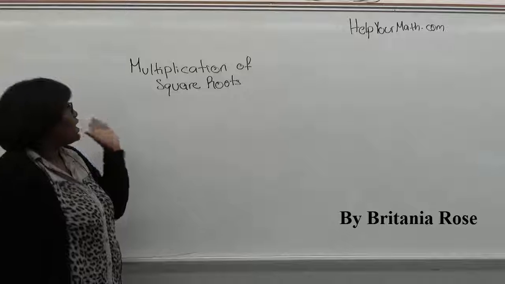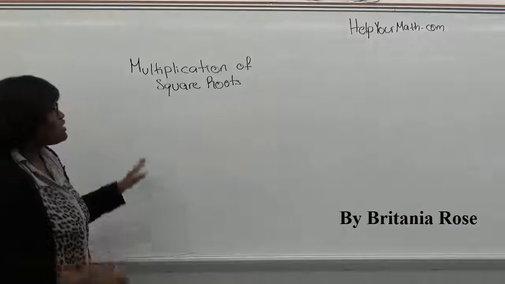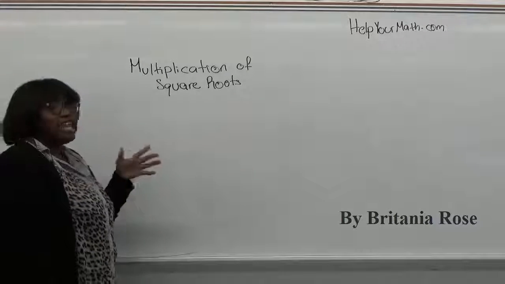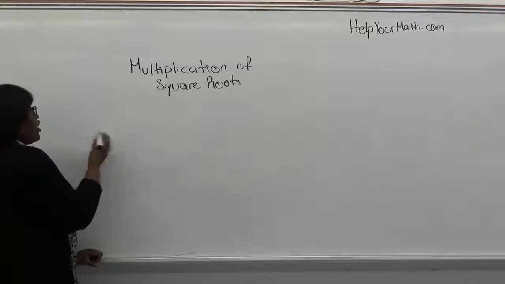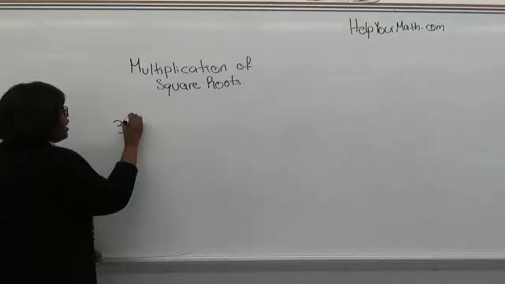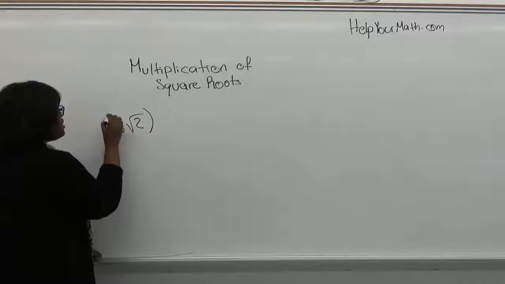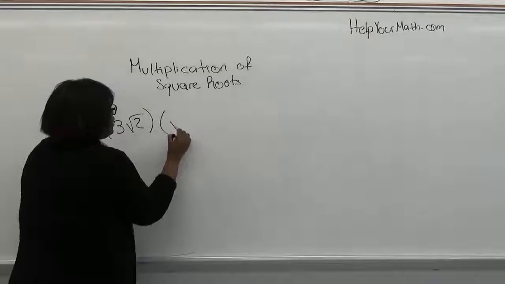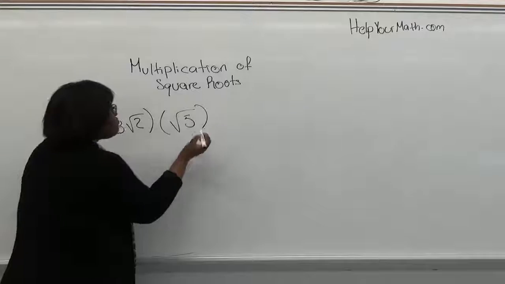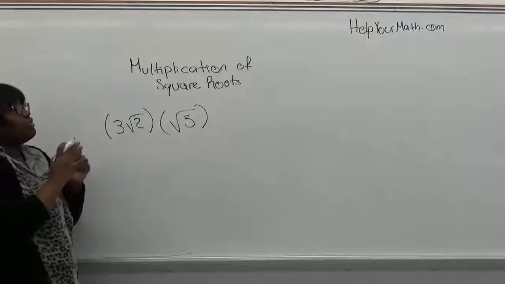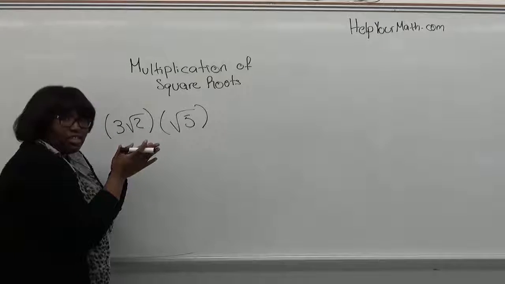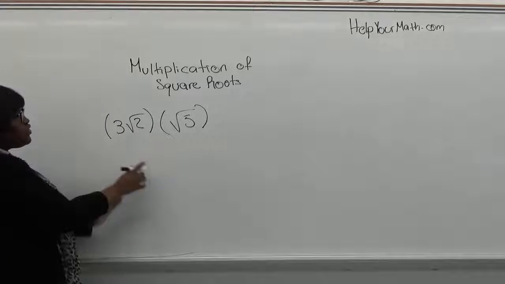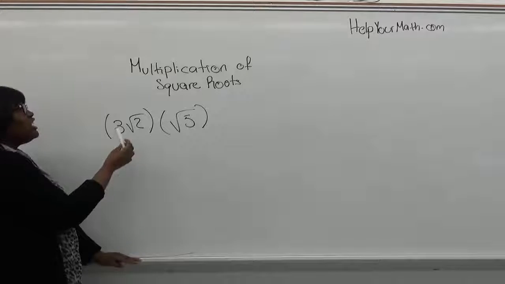Today we'll be doing multiplication of square roots. So when we multiply square roots, it's the same as multiplying polynomials. So for instance, let's say 3 radical 2 times radical 5. We know that when we multiply polynomials, we only multiply variables together and we multiply the coefficients together. So the same concept applies here.